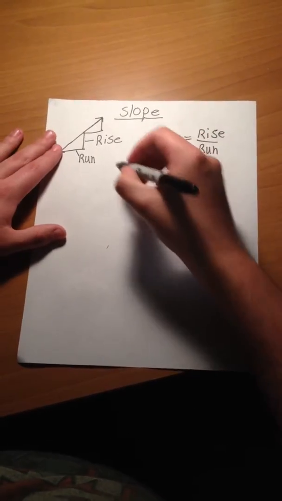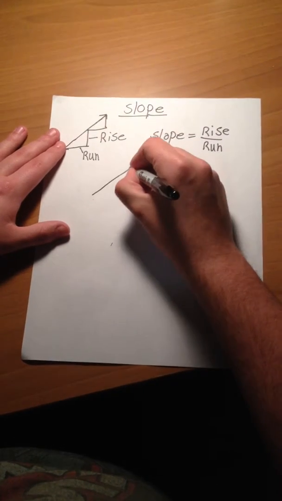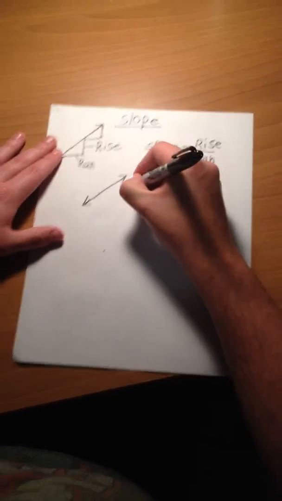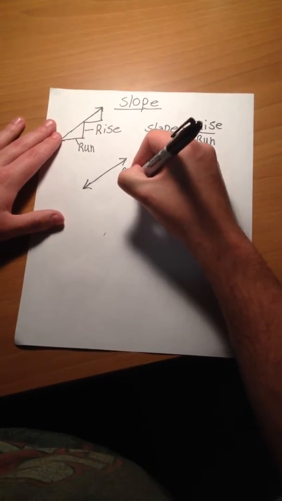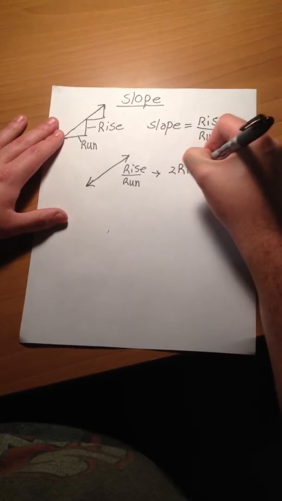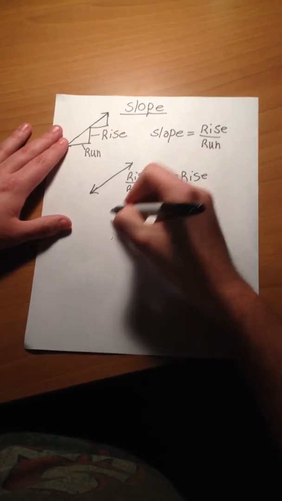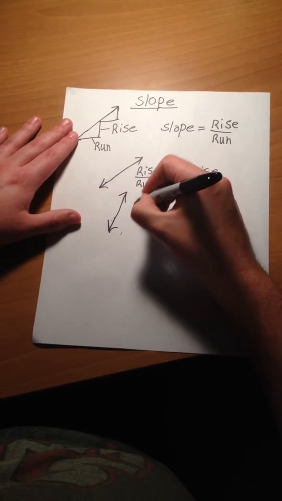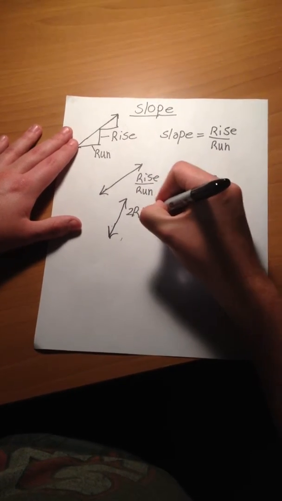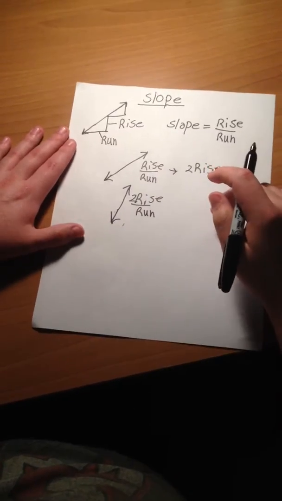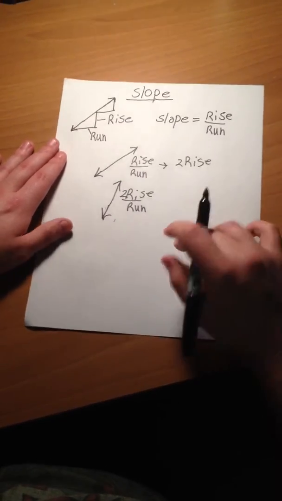For example, if you had a line that looked like this, and this is just your basic rise over run, but you doubled the rise, which would give you a line that looked like this, and it would be 2 rise over run. And this principle works for the run as well.